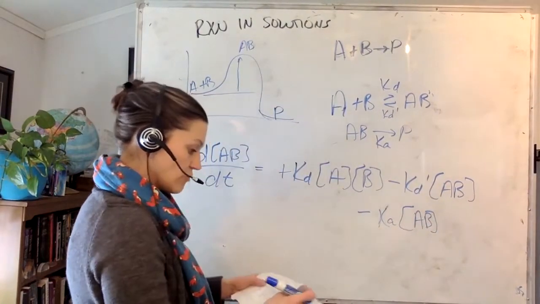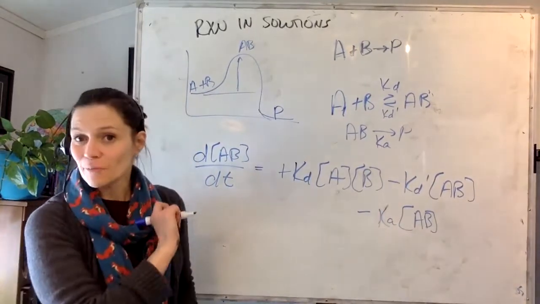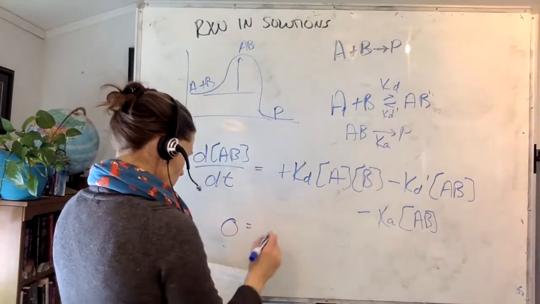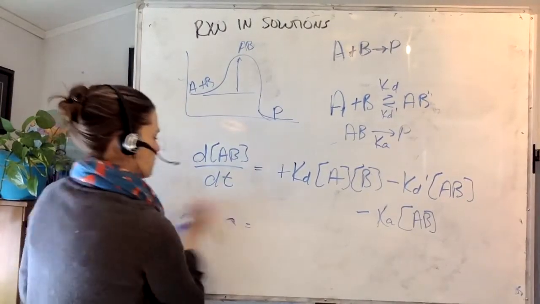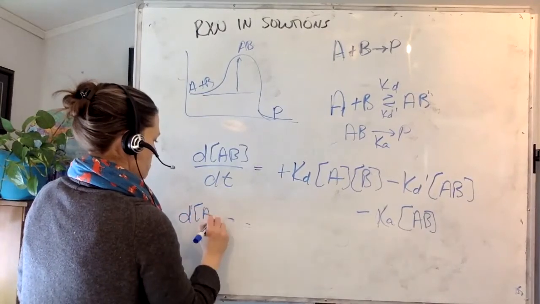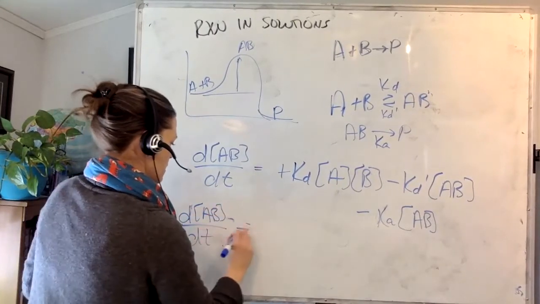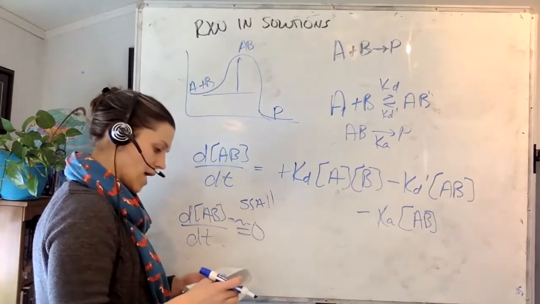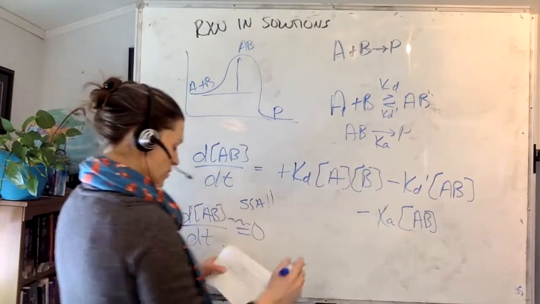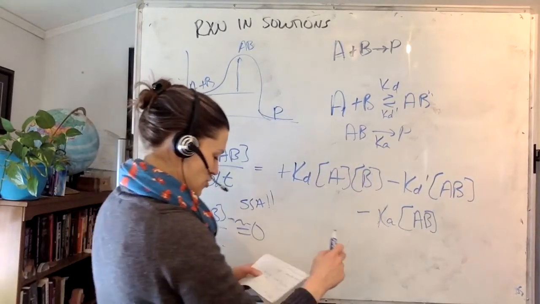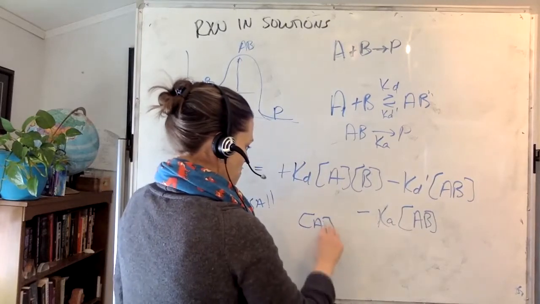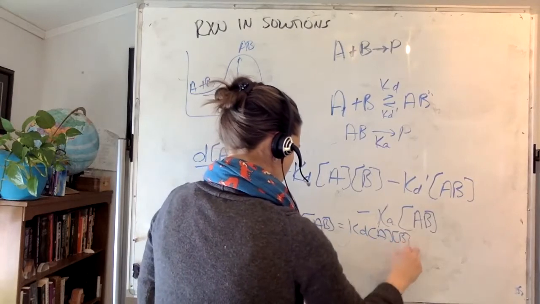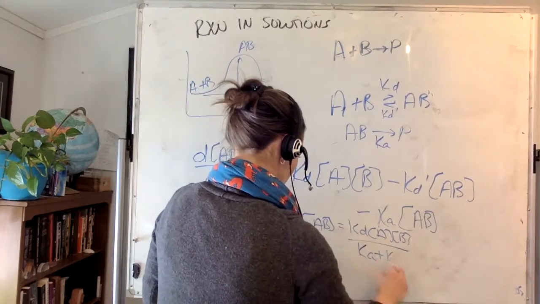Okay, so all of these, based off the steady state approximation, which we can apply here, will equal 0. So d[AB]/dt is approximately equal to 0. This is the steady state approximation. Yay, we just learned that. And this reduces then to [AB] is equal to KD times [A] times [B] divided by KA plus KD prime.